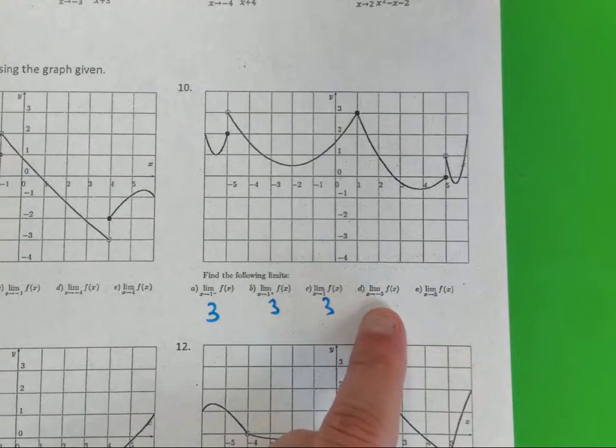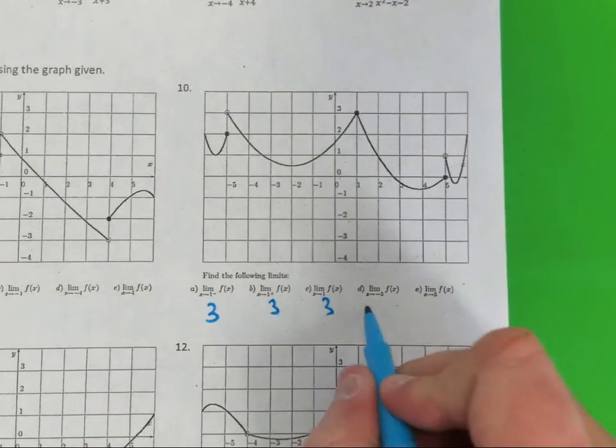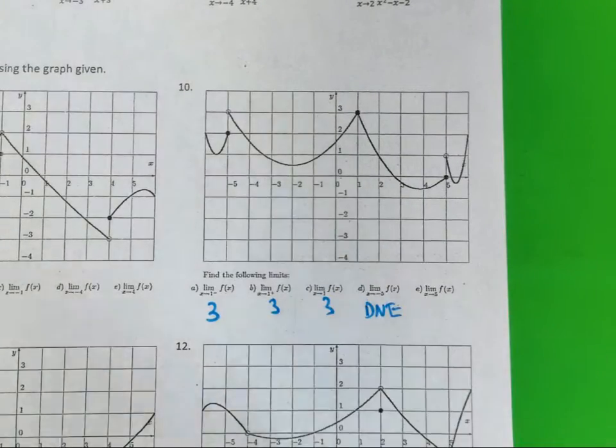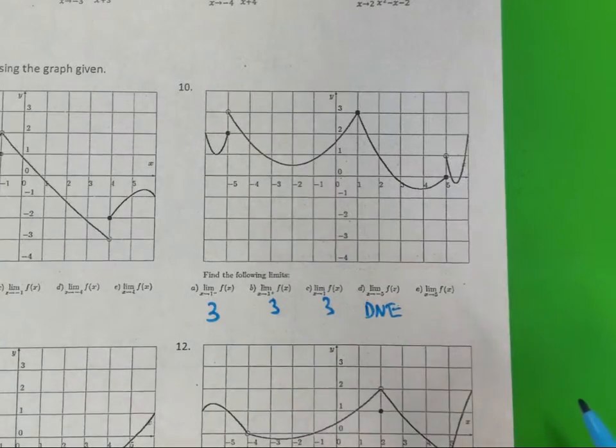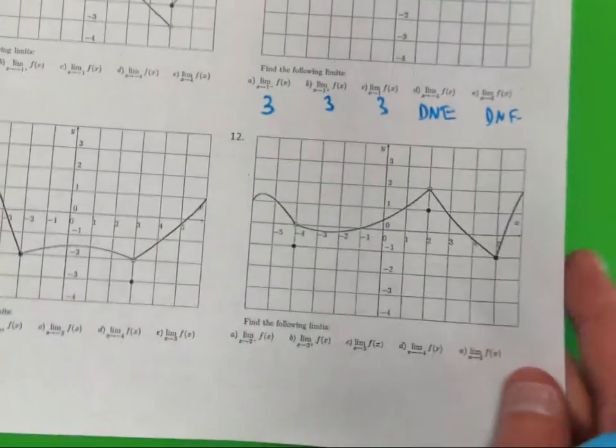Okay, D. As x approaches what? -5. Do I need to look at both sides? Yes, so -5's right here. From the left, it's approaching what? From the right, it's approaching. So what's your answer here? Undefined or does not exist? I put does not exist. Let's put does not exist. All right, how about E? As x approaches what? 5. What do you think about that one? Does not exist. Do number 12 right now.